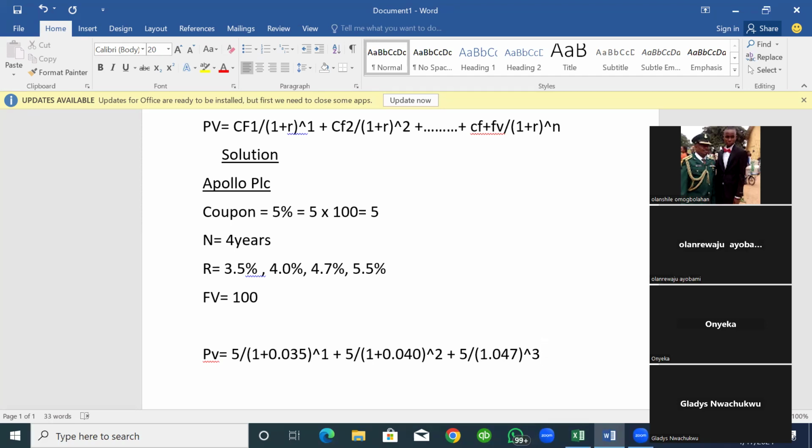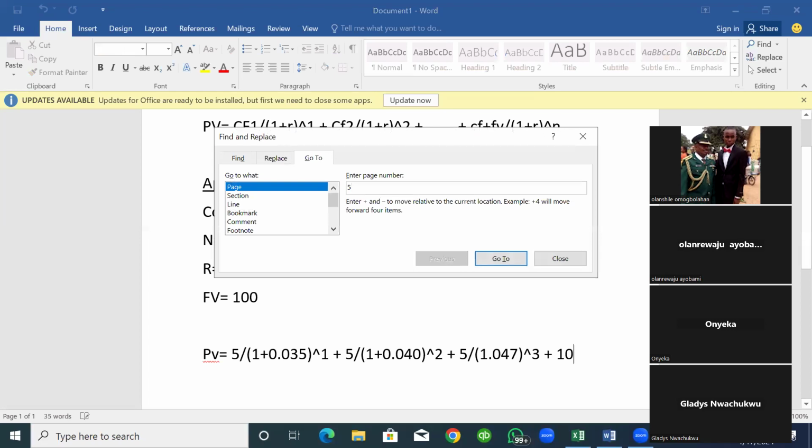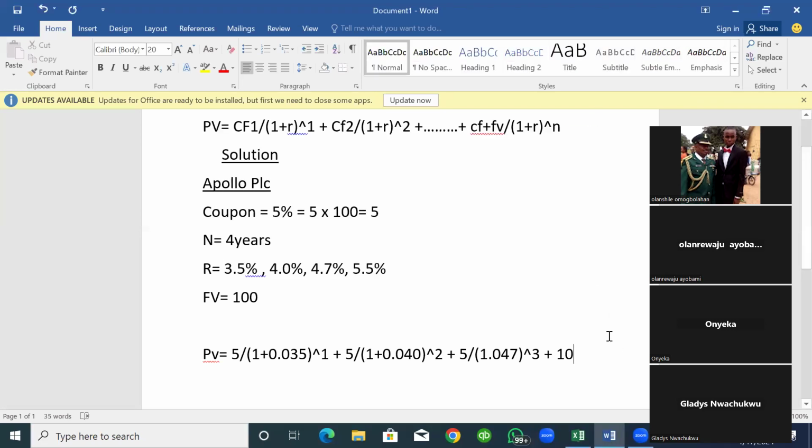98.57. 98.57 is, I don't know, let me continue. Let me solve it myself. Plus in our last year, we add everything plus our discount, plus our discount, 1.5 over, we have 1 plus R to power 4. So let me see my calculator.